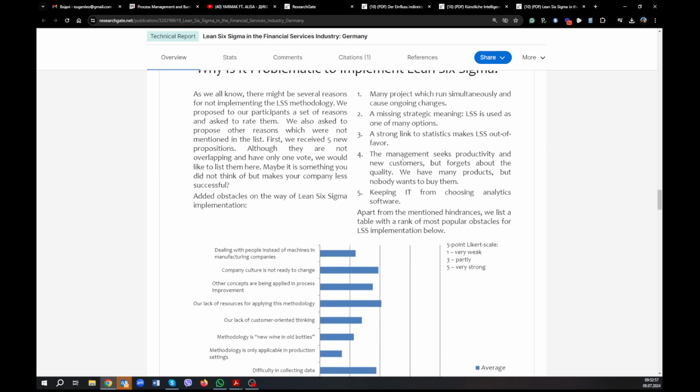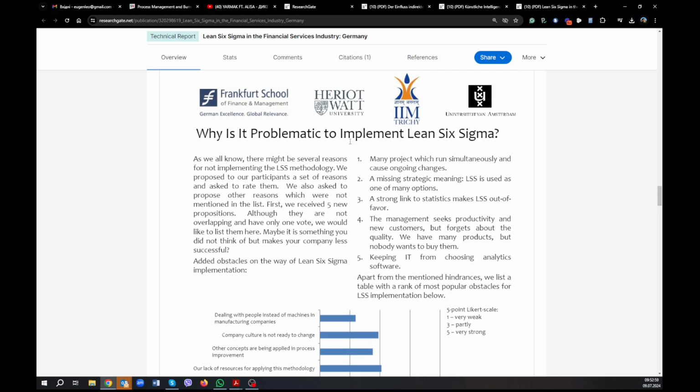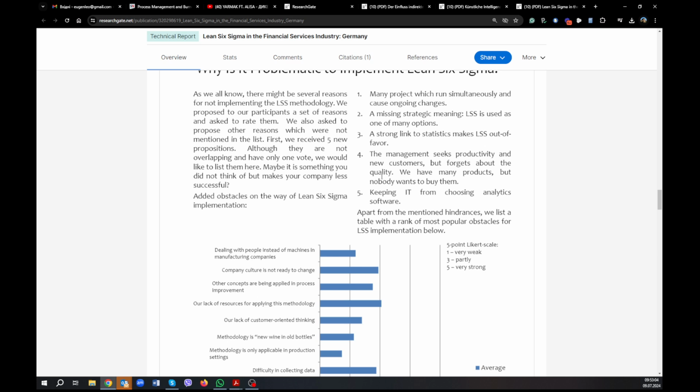And we developed the story. What is then problematic in the implementation of Lean Six Sigma? And we focused on some of the data. The questionnaire was big, but we decided to focus on, first of all, who participated, what is the relationship between Lean Six Sigma and performance, and why do we have issues with Lean Six Sigma and its implementation.